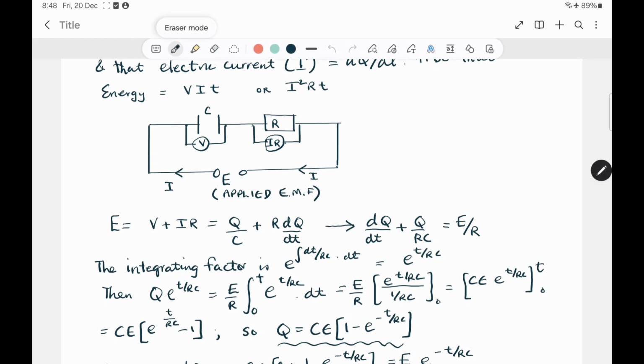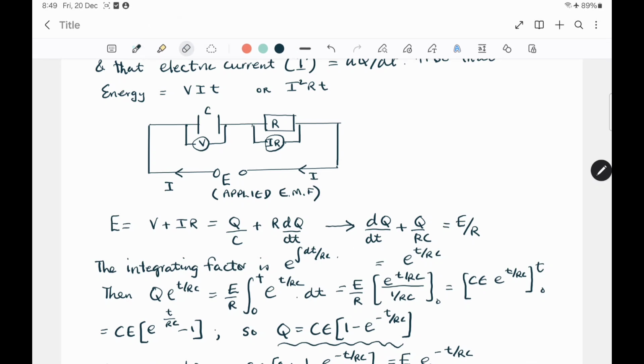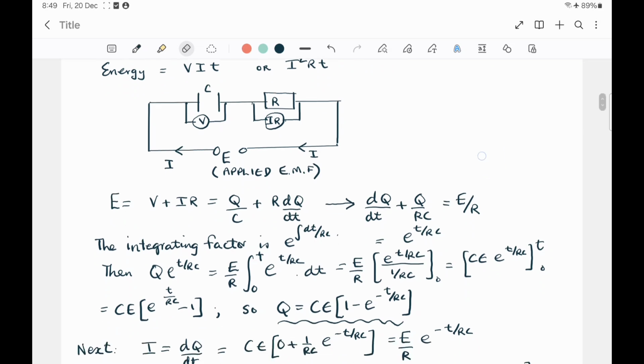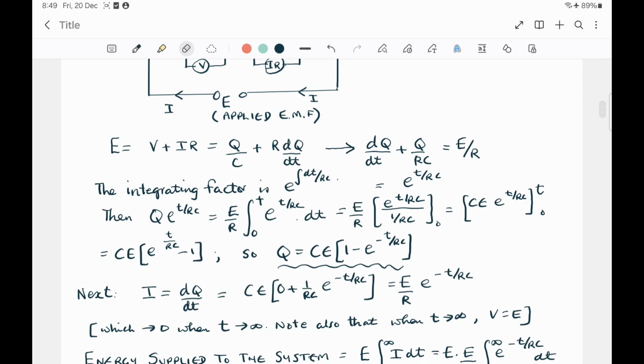So, let's take that. Just making a correction so I can get the eraser to work, which appears to be not the case at the moment. Okay, so carry on from where we were before. The integral, when we work it out, is just e to the power t divided by RC. And then, using the methods we did in the previous episode, Q times the integrating factor, e to the power t over RC, is E over R, integral from 0 to t, e to the t over RC dt. The limits being the start of the time, which is 0, and t, the time at any instant.